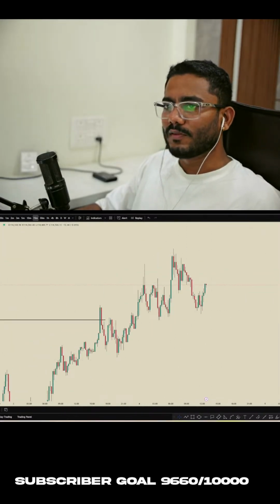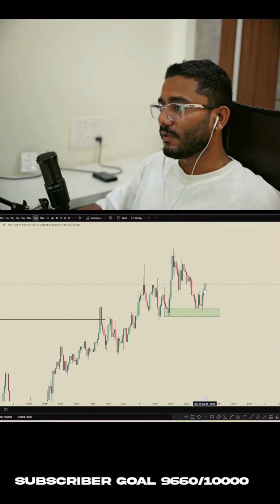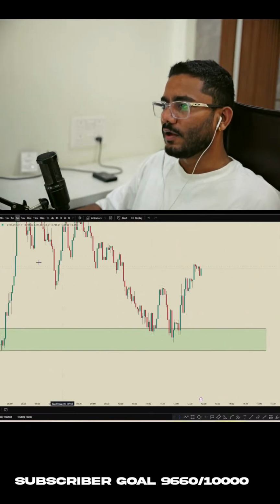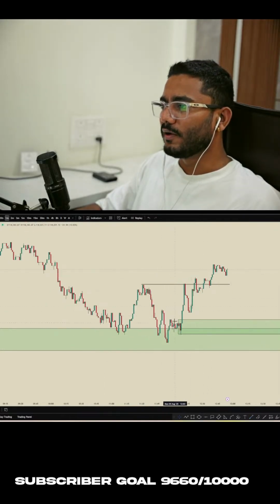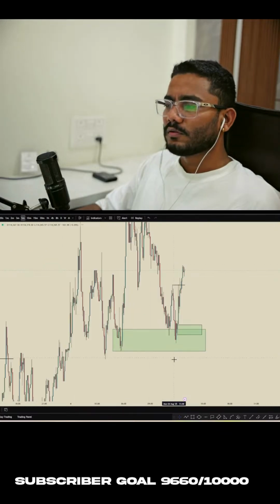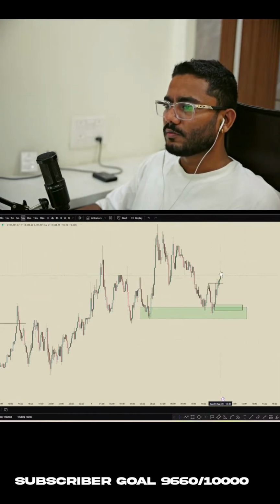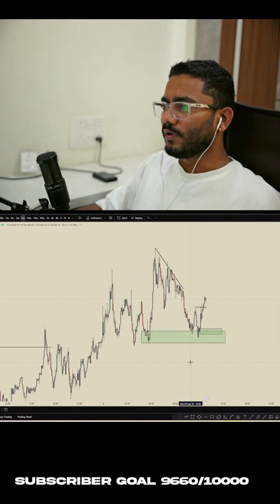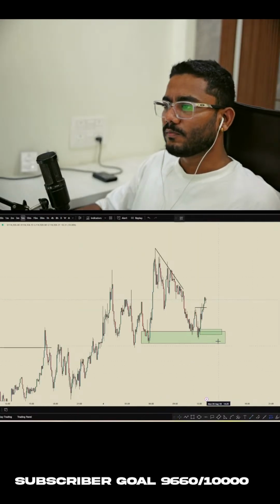Price has already tapped this order block, so if you have entered it already, put your stop loss to break even. Another entry we could have is here, structure break, again liquidity. If you go to 1 minute, we have this entry. Again, we have this trend line liquidity, so we have this setup.